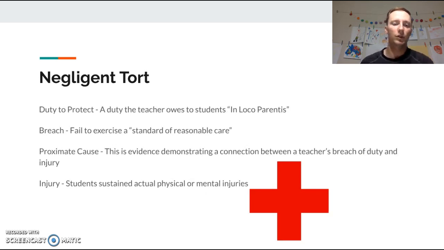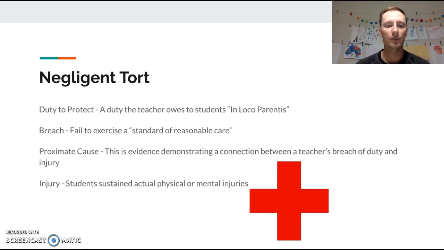Okay, negligent tort includes these four things. First of all, you have a duty to protect. As a teacher, you owe students the duty to protect them, and with that is in loco parentis, which means in place of parents. So the teacher has that duty to protect the students in place of the parents, to educate them and keep them safe in the school.